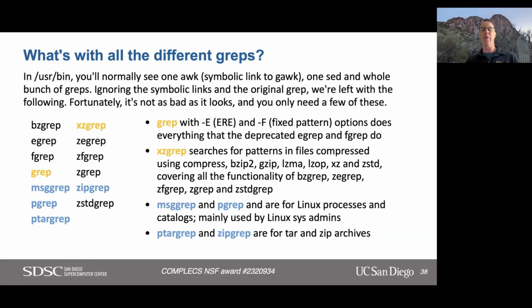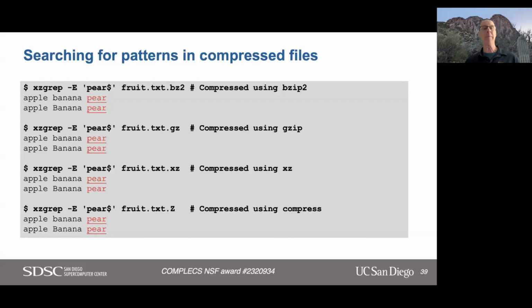xzgrep searches for patterns in files compressed using bzip2, gzip, lzma, and so on, and that covers the functionality of bzgrep, zgrep, and so on. And then the other ones that we have here in blue are pretty much used by the Linux sysadmins.